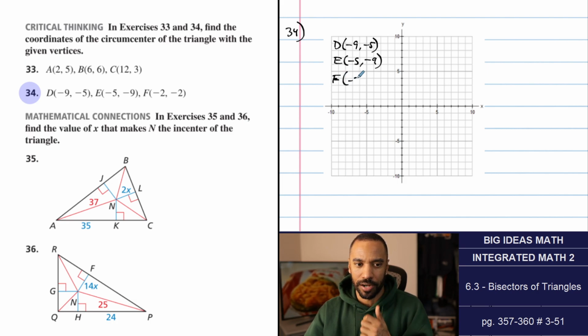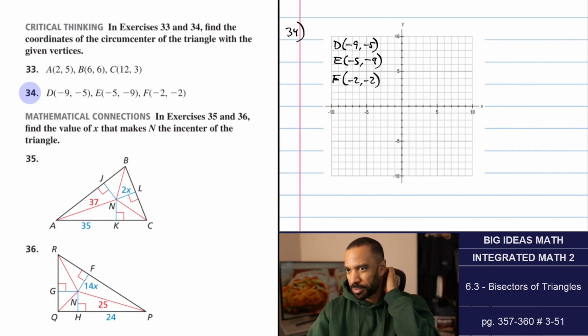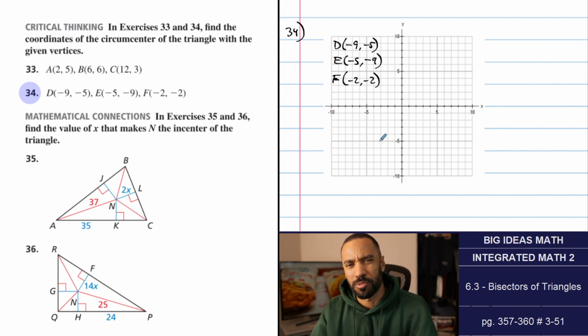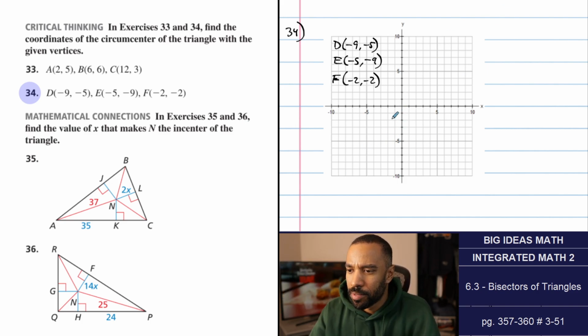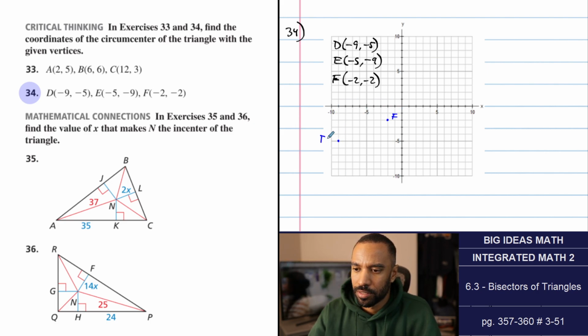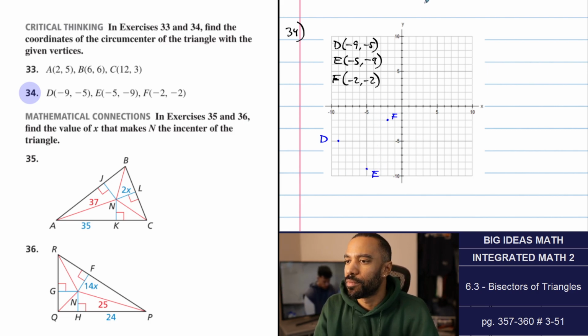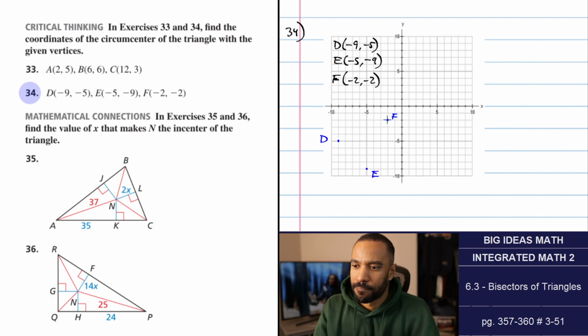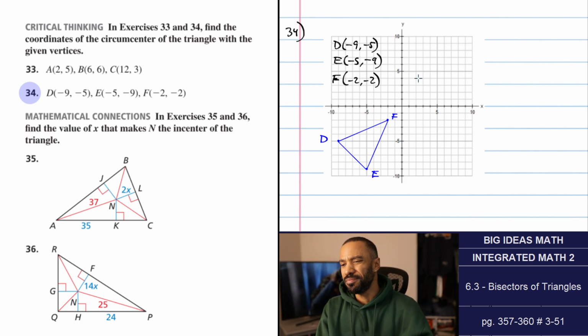There's some symmetry here. So much so that I wonder how I can pick out that symmetry. This might be isosceles. Negative 2, negative 2 is here. That's F. D is negative 9, negative 5. And E is negative 5, negative 9. All right. Yeah, it must be isosceles, right? It's isosceles. It's acute. Does that help me with what I want to do? I don't know, maybe.